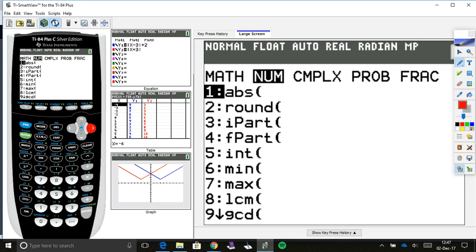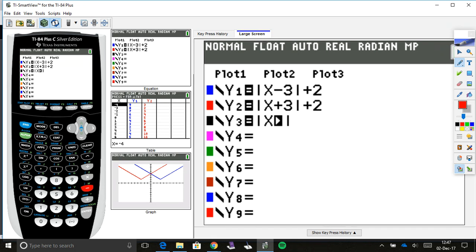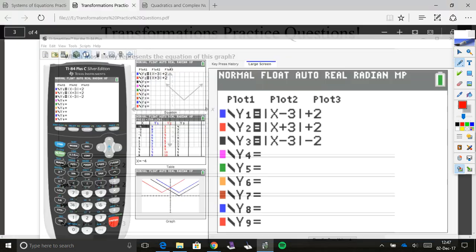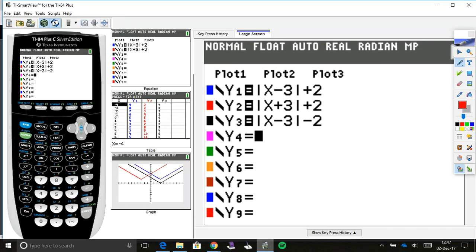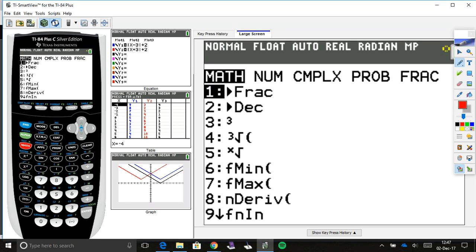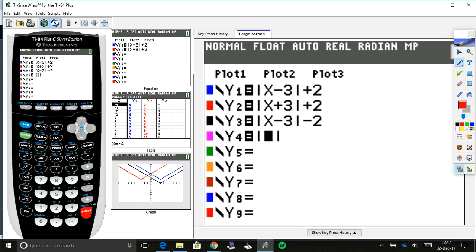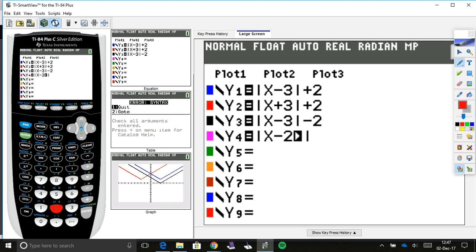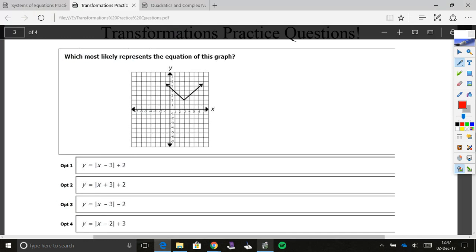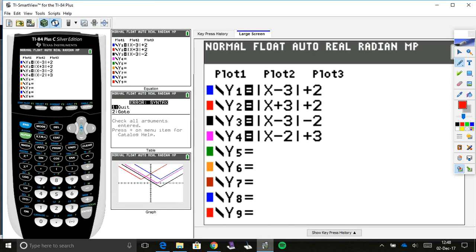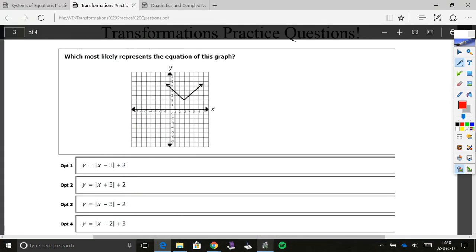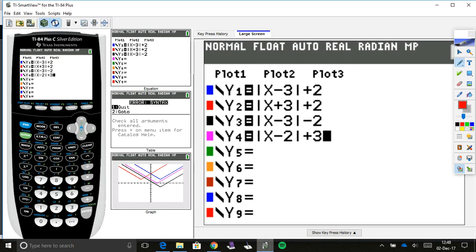Absolute value, x minus 3, minus 2, and then the last one is minus 2 plus 3. So x minus 2 plus 3. All right, so I put them in the order that they're listed here. Minus 3 plus 2, plus 3 plus 2, minus 3, minus 2, and then minus 2 plus 3.